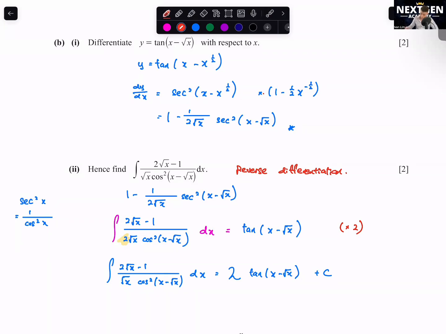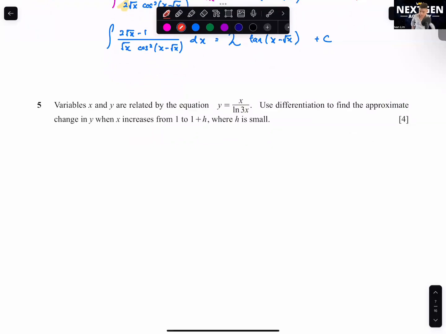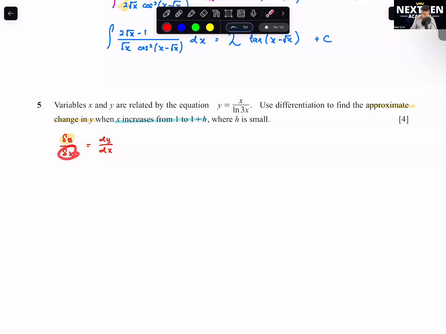Let's go next one. Question 5. Variables x and y are related by the equation y equals x over ln 3x. Use differentiation to find the approximate change, okay, keyword, in y when x increases from 1 to 1 plus h, where h is small. When we see approximate change, the main equation that we need is delta y over delta x equals dy over dx. They want us to find this over here. So later, eventually, we need to find the delta x to multiply over here.